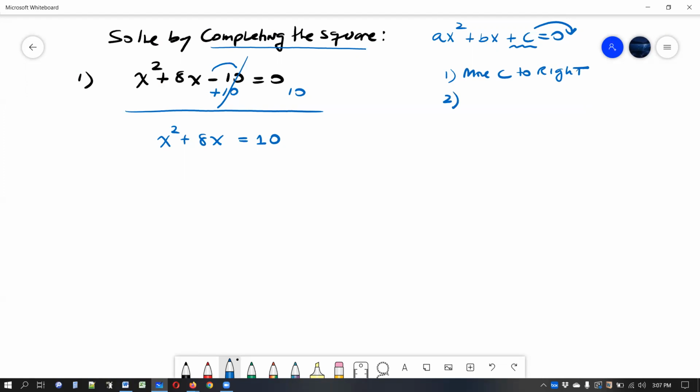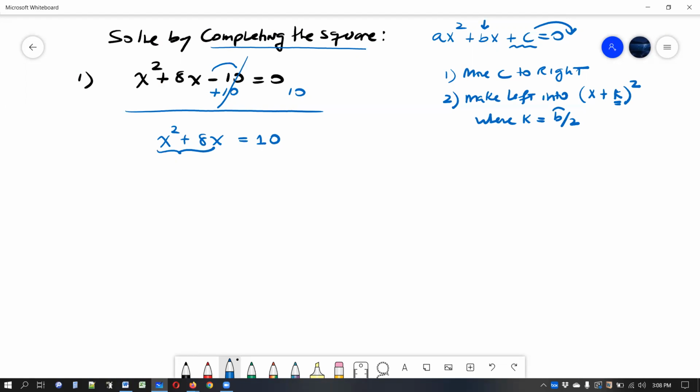The second step is we have to turn the left side into x plus k squared, where k equals b over 2. This is a number that we need to find. This number is going to be whatever the b coefficient is divided by 2. Here is the b coefficient.